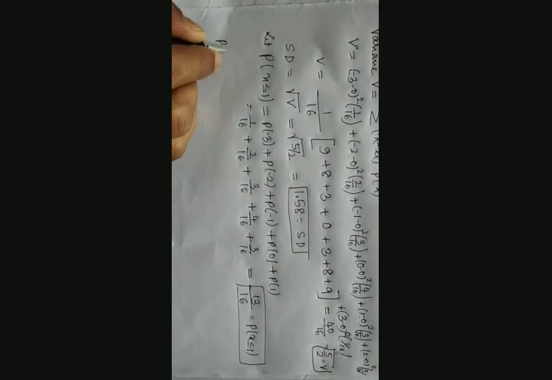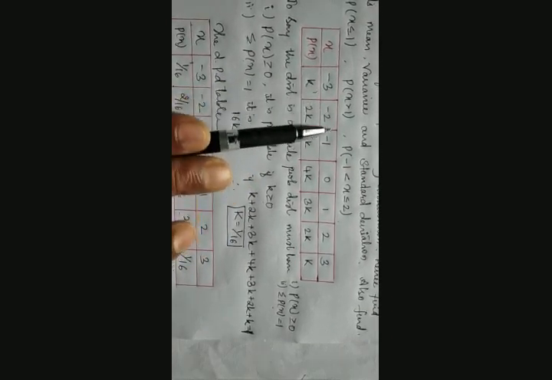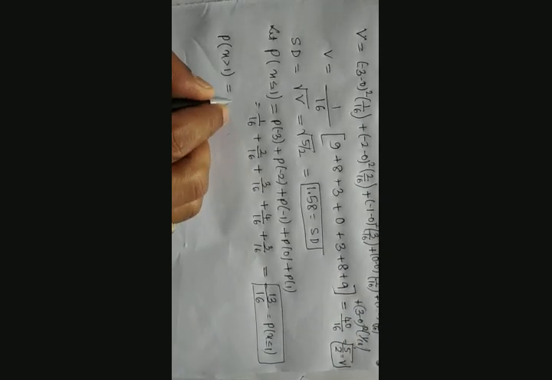Next, probability of x greater than 1. Probability of x greater than 1 means what? This is the value of x, 1. More than 1. Again we have to check: is 1 included or excluded? He said probability of x greater than 1. He has not said probability of x greater than or equal to 1. So only greater than 1. More than 1 means 2 and 3. So it is probability of 2 plus probability of 3.